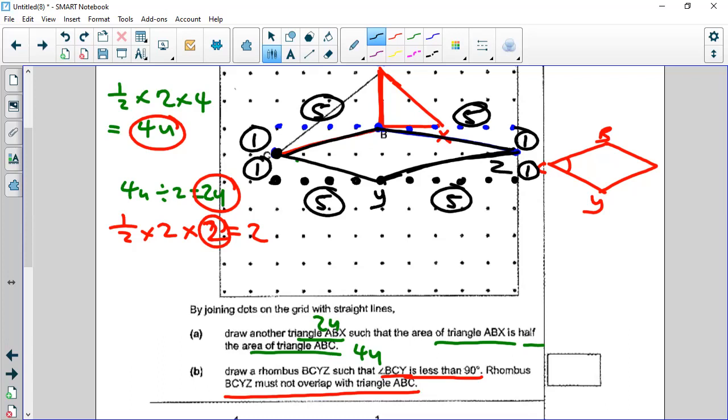After you've drawn it, mark out the sides that are equal. And then your BCY is less than 90, definitely. And that's it. And of course, erase all the workings, all those extra lines and numbers. Okay, clear so far? I'm going to leave the workings there. I'm going to leave the numbers and the lines there.